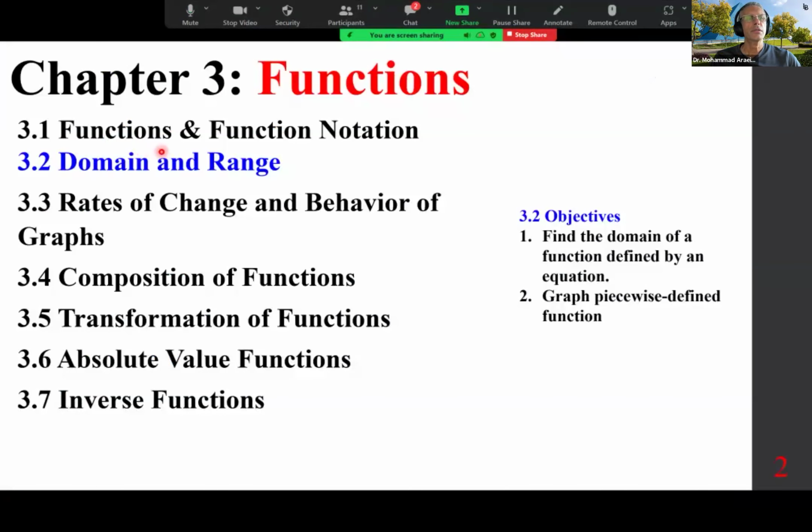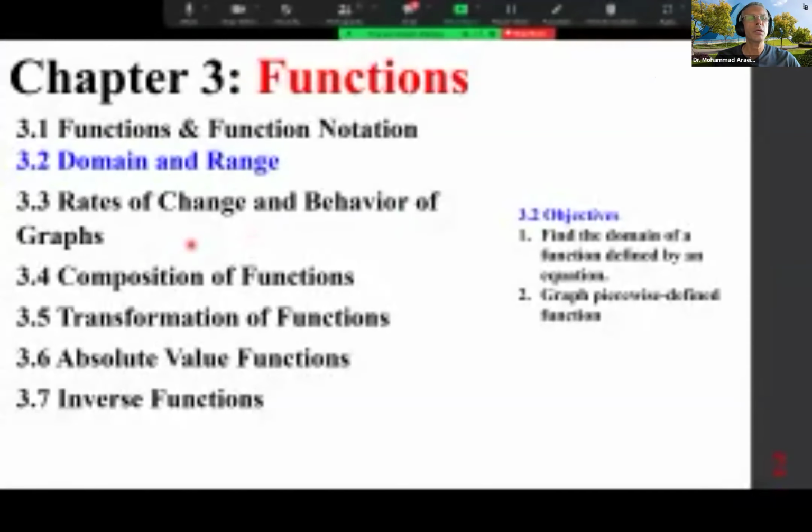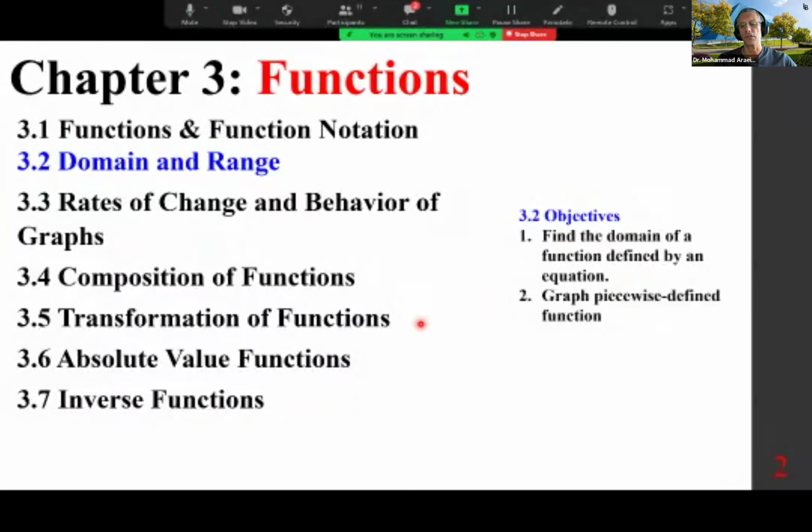Chapter 3 covers Section 3.1 Functions and Function Notation, Domain and Range, Rates of Change and Behavior of Graphs, Composition of Functions, Transformation of Functions, Absolute Value Functions, and Inverse Functions. Section 3.2 objectives: find the domain of a function defined by an equation, graph piecewise defined functions.